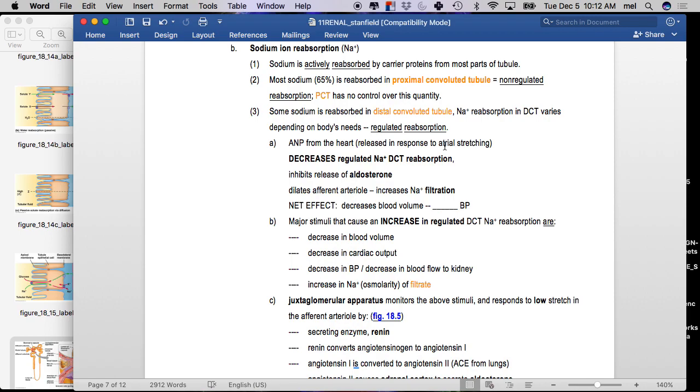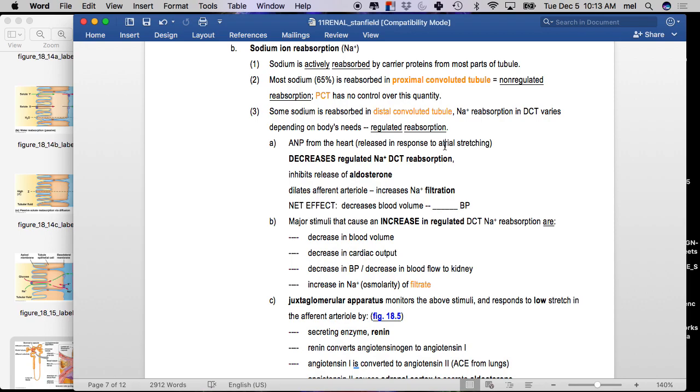Okay, so now let's talk about the other kind of situation in which I need to increase reabsorption, right? Not decrease reabsorption. So what kinds of stimuli can I use to increase reabsorption? So we'll talk about the stimuli and then we'll talk about the mechanism of increasing reabsorption. So any of these things could be a stimulus that will trigger increased reabsorption of sodium.